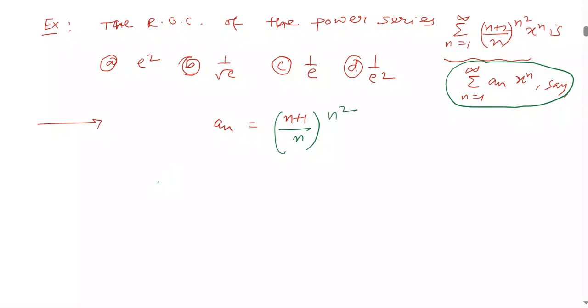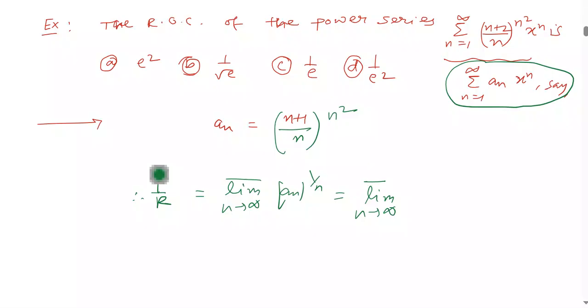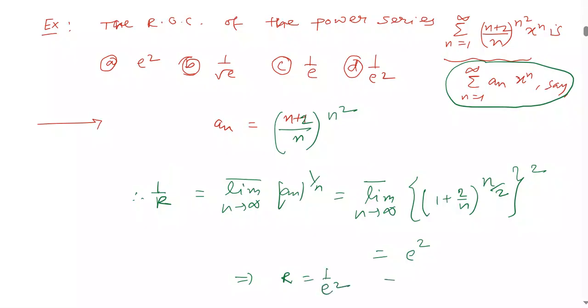From here, the radius of convergence R, the formula says, is 1 by R equal to limit n tends to infinity of an power 1 by n, that is, limit of 1 plus 2 by n whole power n, that is, n by 2 whole power 2, that is e square. From here R is 1 by e square, that implies our required radius of convergence is equal to 1 by e square. Your answer will be option d, the correct answer. Understood? This is how it can be solved.